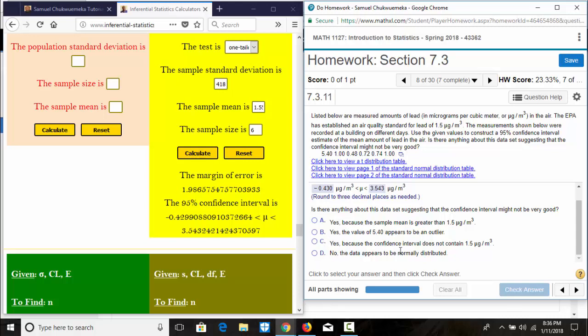C, yes, because the confidence interval does not contain 1.5. We eliminate C because the confidence interval actually contains 1.5. 1.5 is within the range of the confidence interval. 1.5 is in between negative 0.4 and 3.5. So we eliminate C. So I think the better option would be B.